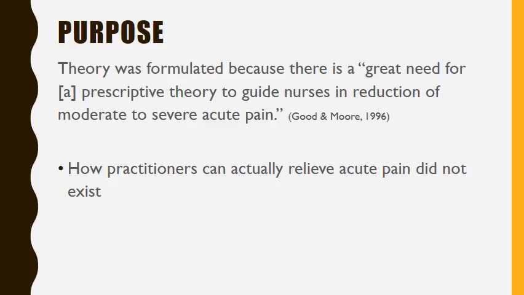At the time that Dr. Good and Dr. Moore were developing the theory of acute pain management, there were several descriptive theories of pain available, such as the specificity of pain, pattern of pain, and the gate control theory. These descriptions of pain existed at this time to explain how pain is perceived in the body, but how practitioners could actually relieve acute pain did not exist. Dr. Moore and Dr. Good thought that a prescriptive theory needed to be made that considered factors such as the patient, the nurse, and medical and nursing techniques and interventions.